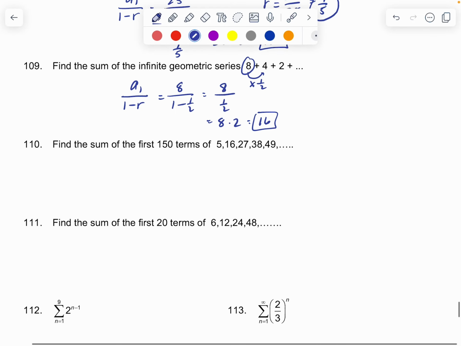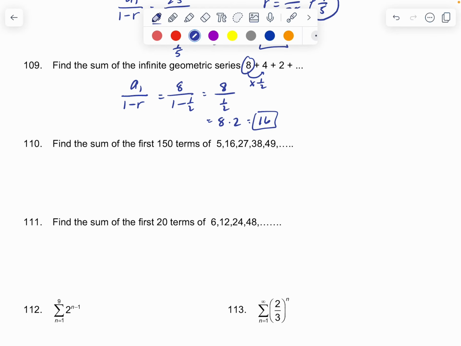Okay, 10. Find the sum of the first 150 terms. Now, in this one, definitely want to use a formula because that's a lot of terms. So first, I have to decide, is it arithmetic or is it geometric? Okay, so how am I getting from term to term? It looks like I'm adding 11, which means I'm arithmetic because I'm adding and not multiplying. So the arithmetic sum formula, make sure you have this one written down, is n over 2 times a sub 1 plus a sub n.